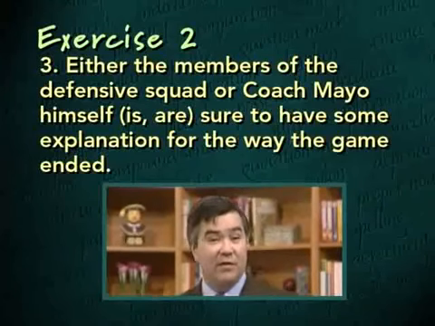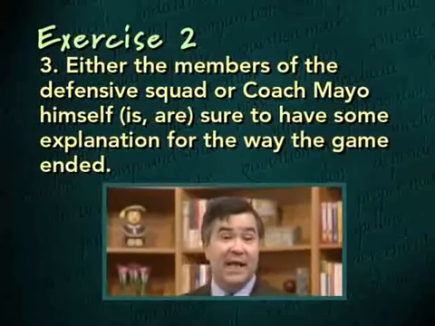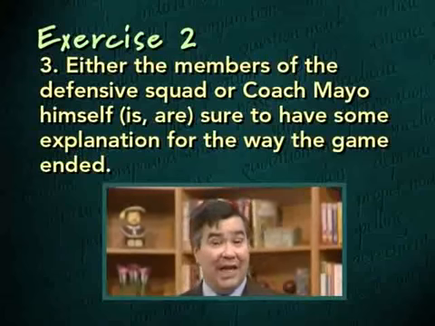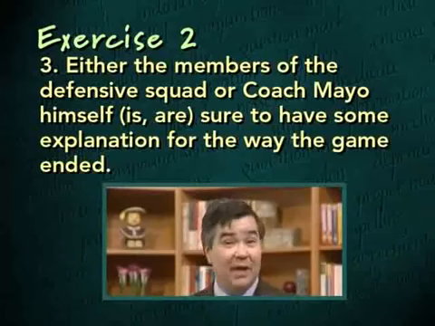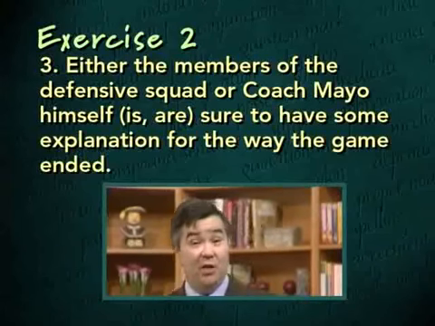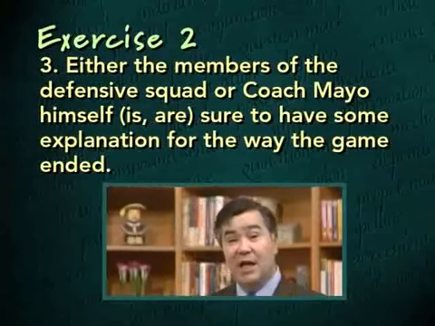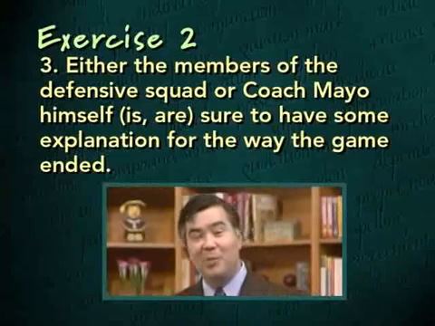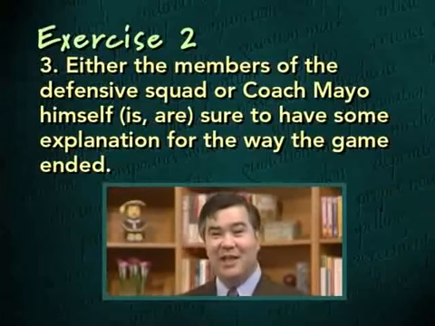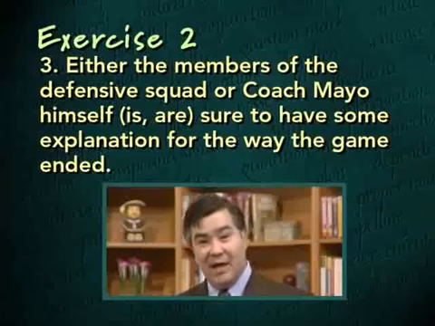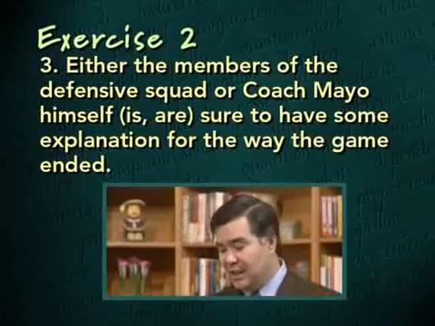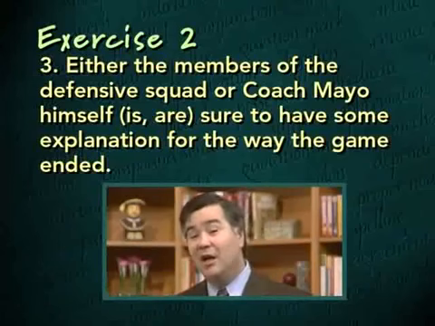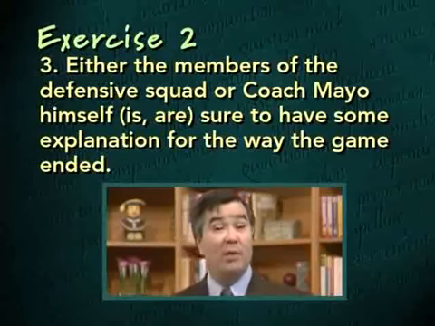Now, what's the subject of the verb is or are? In this case, we have a compound subject, two items, two parts, connected by the conjunction or. Here's where our rule kicks in. Remember that when the parts of a compound subject are joined by the conjunction or, the verb should match the subject that's closer to the verb. Now, in this case, we have two parts, the members of the defensive squad, which is plural, and Coach Mayo, which is singular. That refers to just one person.